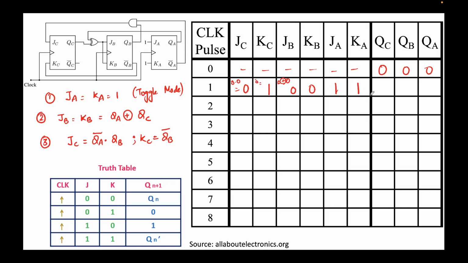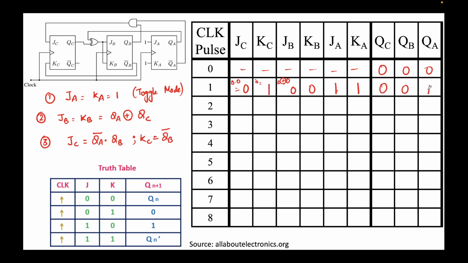We have the inputs. Now let's populate the outputs quickly. QC will be determined by JC and KC. JC KC is 0 1, which means second row, so the output will be 0. QC will be 0. To find QB, we look at JB KB. JB KB is 0 0, first row, so the state should not change. It will retain the state; 0 will remain 0. To find QA, we look at J and K. J and K both are 1. 1 1 means the last row, so the output should toggle. QA should toggle from 0 to 1.